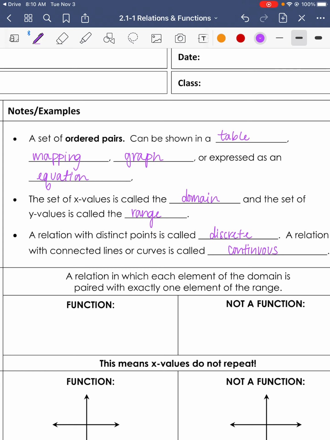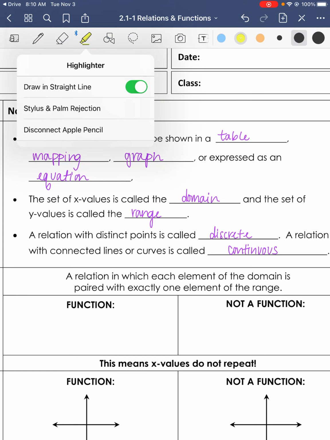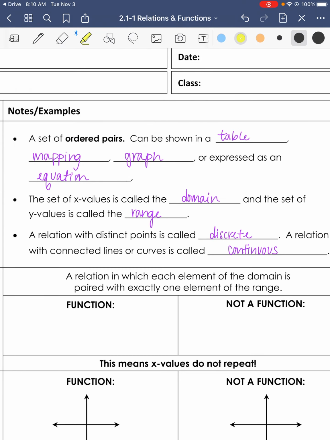So we're looking at relations first. Okay, relations are a set of ordered pairs. And that's all they are. They're just a list of ordered pairs. They can be shown in a table by mapping, a graph, or expressed as an equation. Okay, so there's actually 5 different ways to show them. We can also list the set of ordered pairs like in set notation. That would be the other way to represent them.